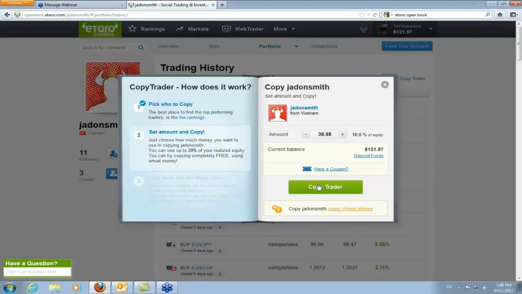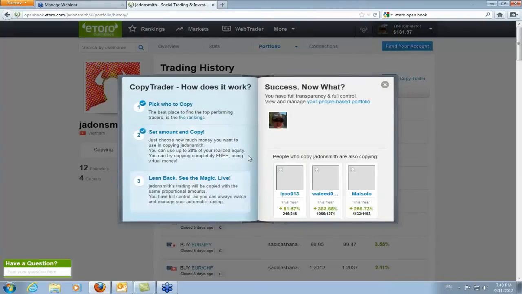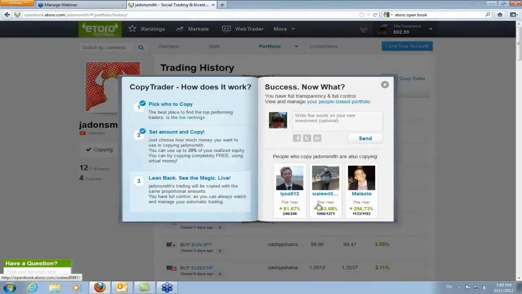So let's say that I click on Copy Trader. I'm going to wait for it to be authorized. Let's wait for the authorization to take place. Success. Now what? You have full transparency and full control. View and manage your people-based portfolio. If you click on the web trader right here, when you close this, you will go to where all your positions are stored. And there, you can close certain positions. You can stop copying other traders. Here you have suggestions for people to copy. Look at this. This year, 296%. It's amazing.